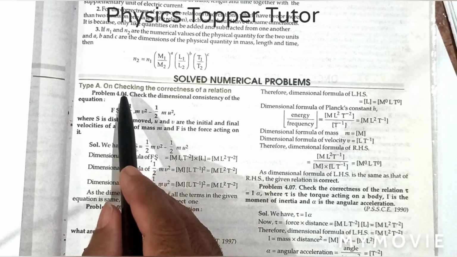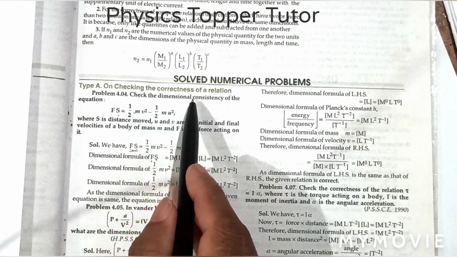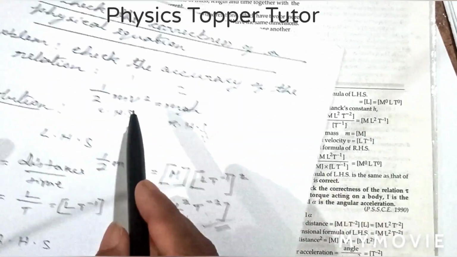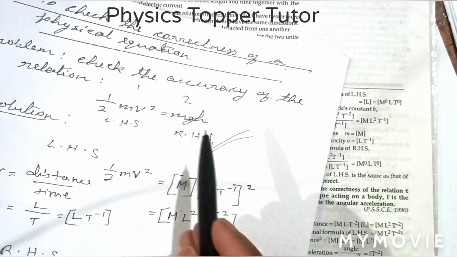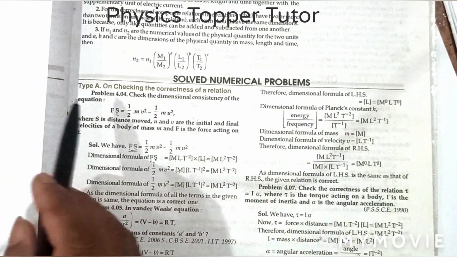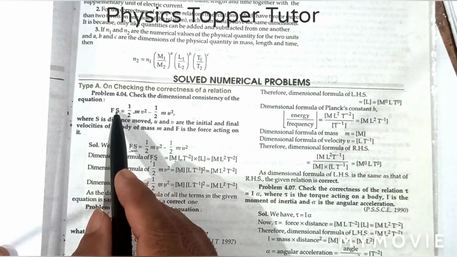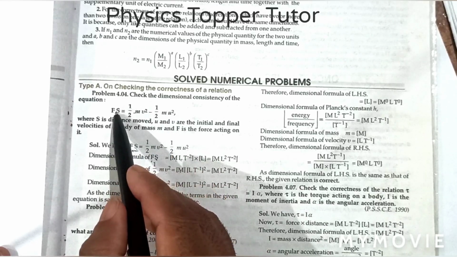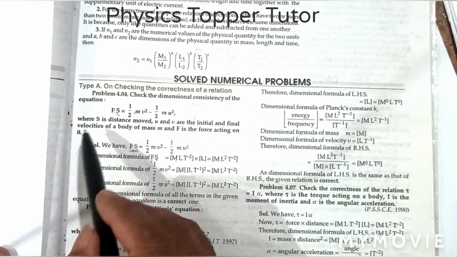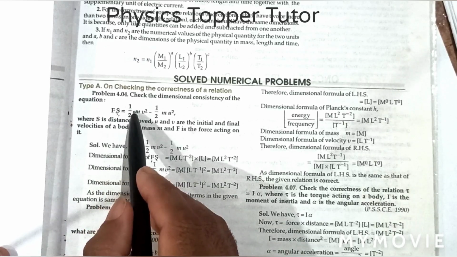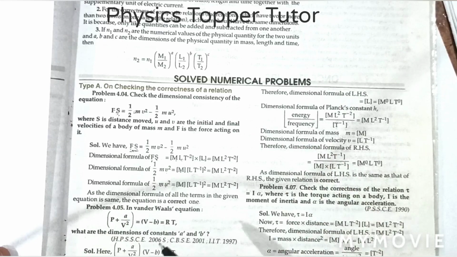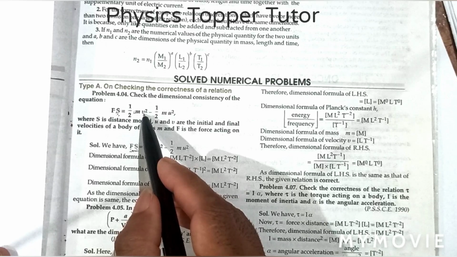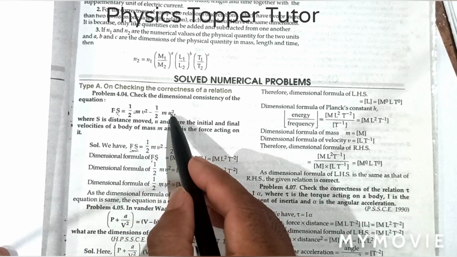Another example, checking the correctness of a relation. Check the dimensional consistency of the equation. But here we have three terms, 1, 2, 3. Before we had only 1 and 2 terms, so it is a little bit different, but it is not difficult, don't worry. If the dimensional formulas of all the terms are equal, that means this equation is a correct one. Where s stands for distance, v stands for final velocity, and u stands for initial velocity.